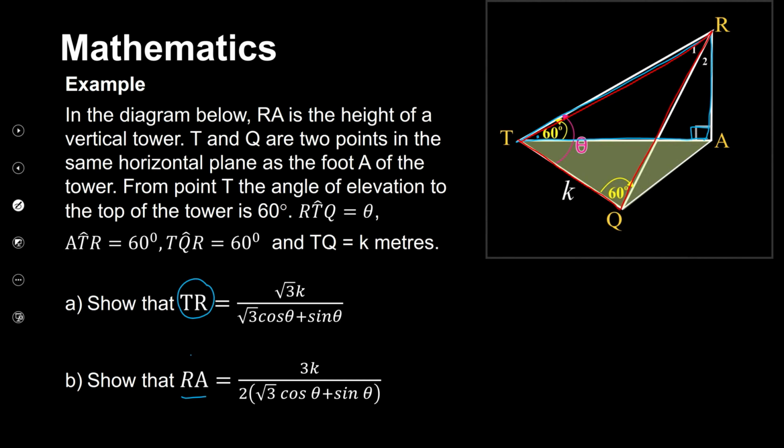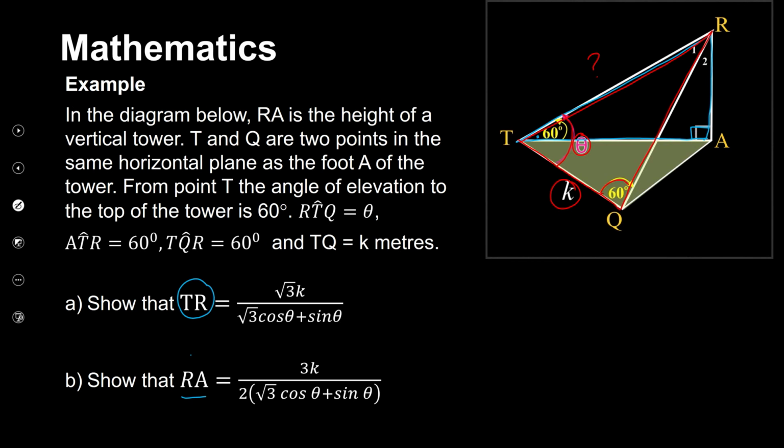In the blue triangle, we only have one bit of information, which means we cannot solve it. But in this inclined triangle, we've got a 60-degree angle, we've got this theta here, and we have this side belonging to the inclined triangle. Remember, they want us to find TR, so we're going to use this inclined triangle to find TR.